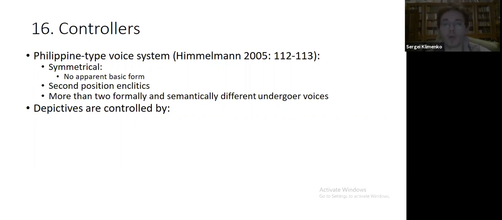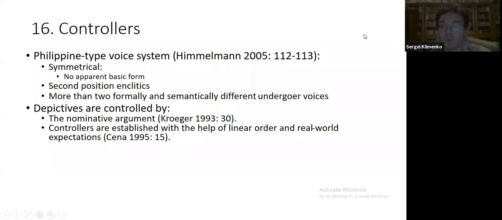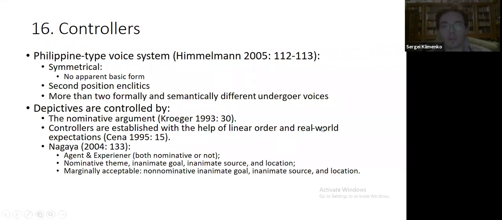Now, there are different opinions on what can function as controllers of depictives or secondary predicates in Tagalog. Kruger claims that only the nominative argument in the sentence can control depictives. According to Senya, controllers are established with the help of linear order and real-world expectations, whatever that means. And according to Nagaya, there is quite a long list of possible participants that can function as controllers of depictives. Now, what's important here is that according to Nagaya, it's mostly nominative arguments. It can be the agent or undergoers. But as for non-nominative undergoers, they can only be marginally acceptable as the controller.